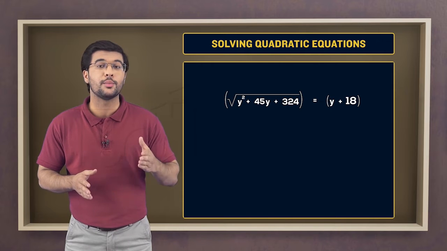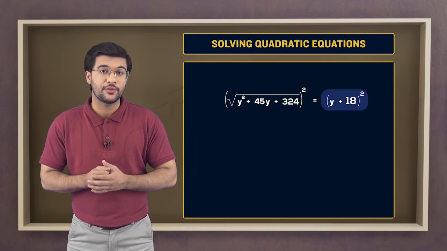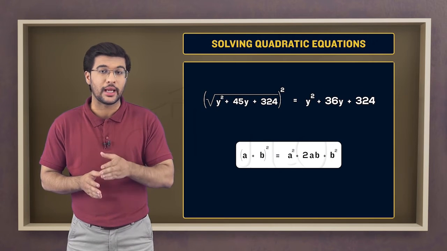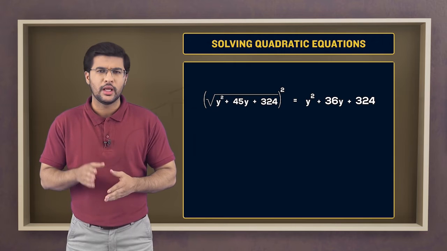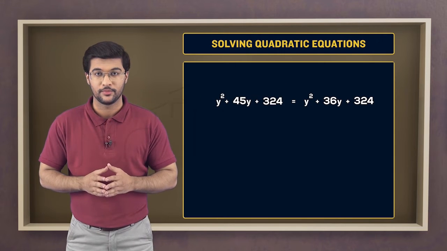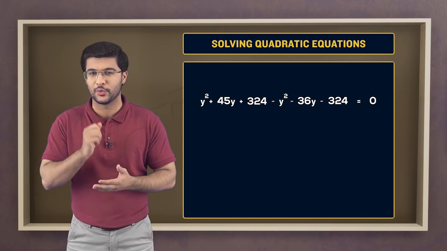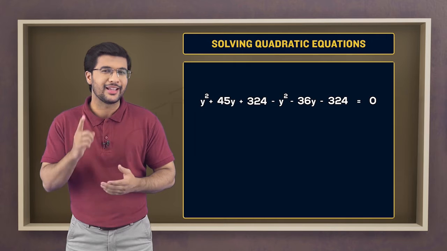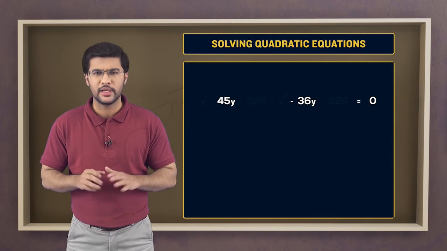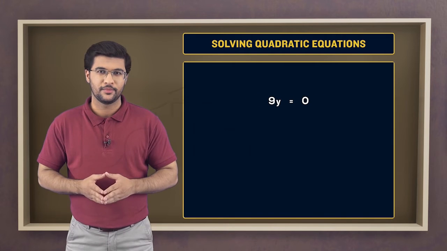Just take the square on both sides of the equation. On the right side, we will apply the formula for expansion to get y squared plus 36y plus 324. While on the left side, the square gets cancelled with the square root. Then shift all the terms to the left side, leaving nothing but 0. Next, yes, simplification. A lot of cancellation. In fact, in the end, we are left with 9y equal to 0.